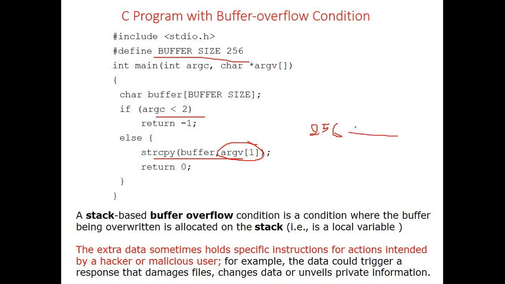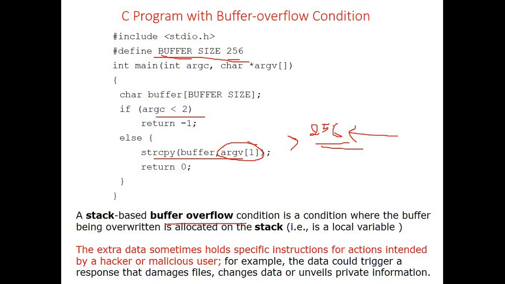Suppose the contents of argument 1 are less than 256, there will not be any harm in this program. But if the content of argument 1 is greater than 256, then what happens? It will overload the buffer. That means there will be a buffer overflow. The specified size of the buffer is 256, but the content copied into the buffer is greater than 256 characters. Then automatically the buffer overflow condition occurs.